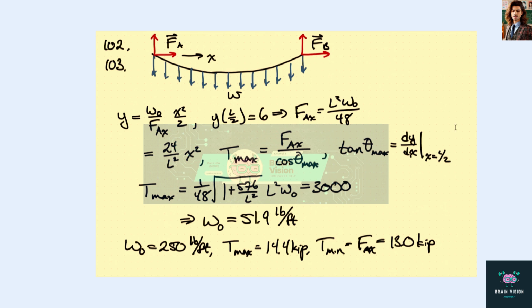We're going to look at problems 102 and 103 together because they analyze the same structure. So we have this cable here that has a uniformly distributed load that is a function of, it's not a weight. Again, if it were a weight, we'd have a little different analysis. So it's just a load.